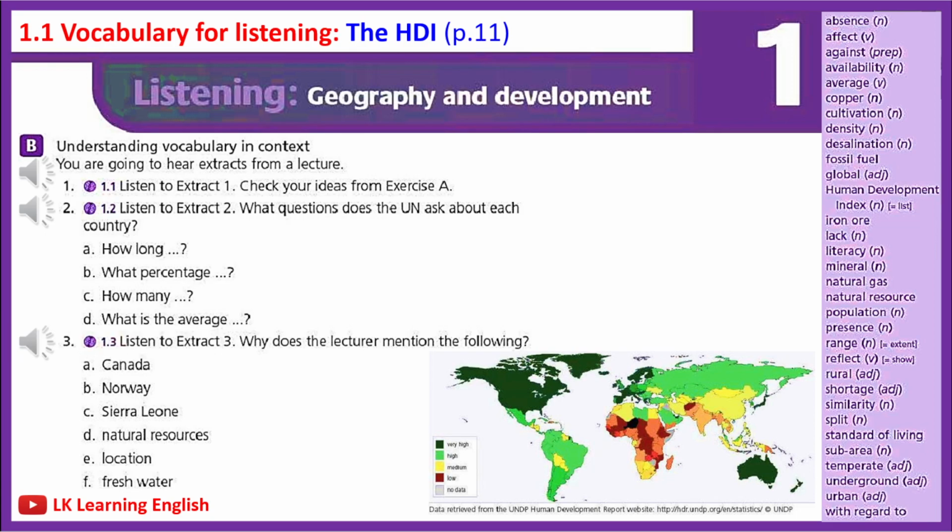Exercise B3. Listen to Extract 3. Why does the lecturer mention the following? A. Canada. B. Norway. C. Sierra Leone. D. Natural resources. E. Location. F. Fresh water.